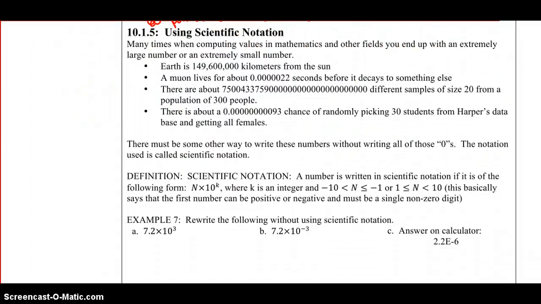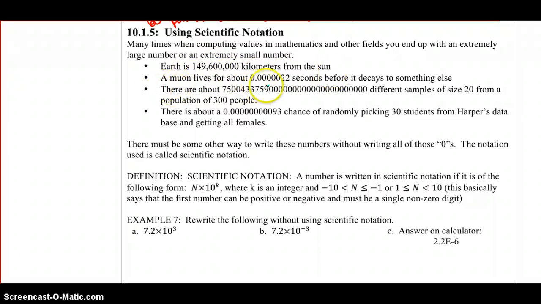Alright, so the last topic in this section involves using scientific notation. So many times when computing values in mathematics and other fields, you end up with extremely large numbers or extremely small numbers. So for example, the Earth is 149,600,000 kilometers from the sun.